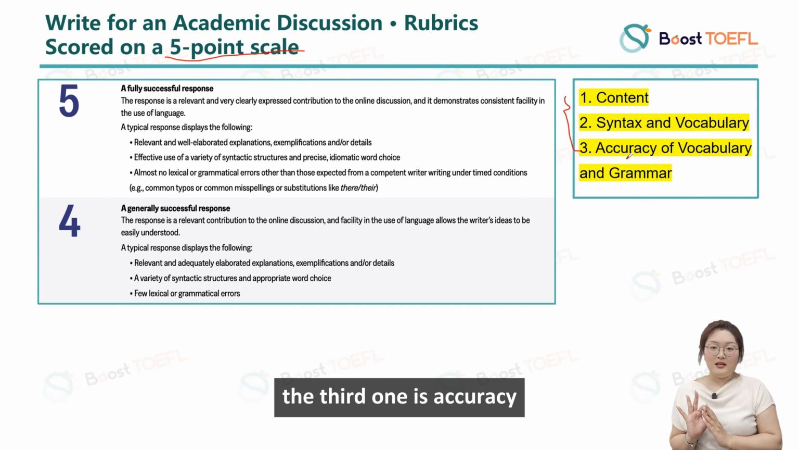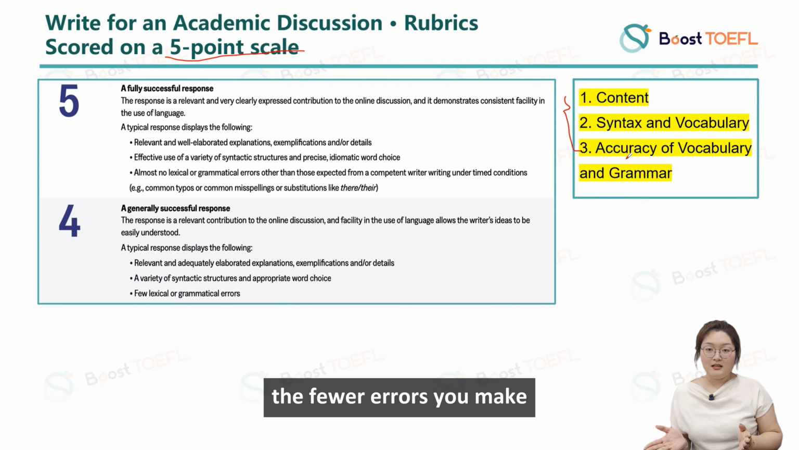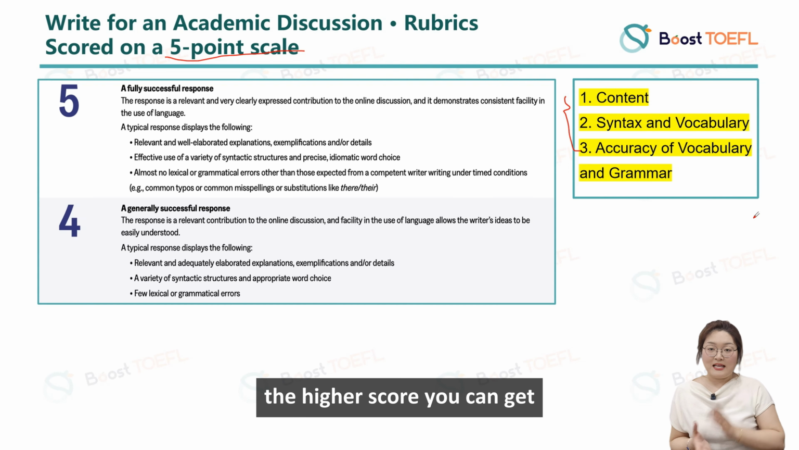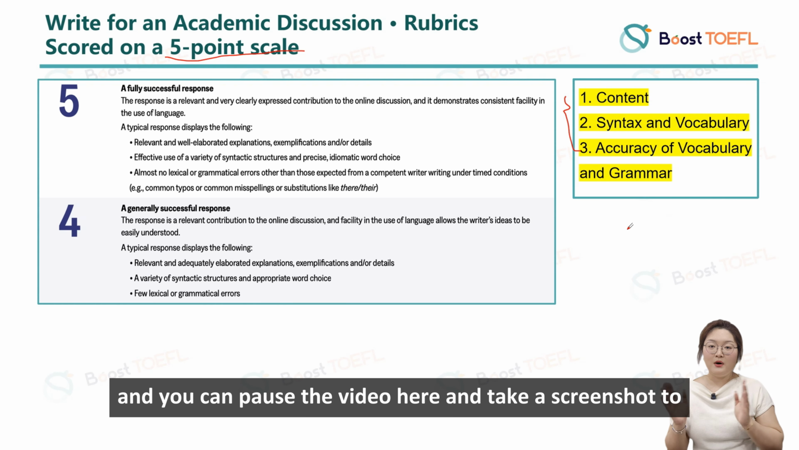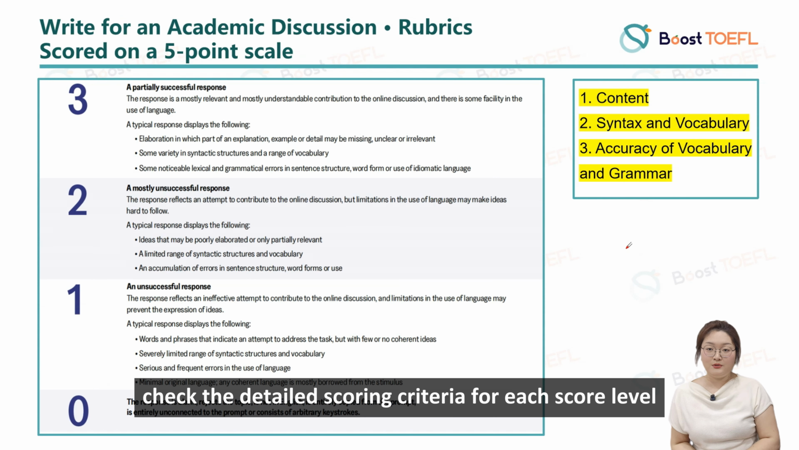The third one is accuracy. This is about how few grammar and vocabulary mistakes you have. The fewer errors you make, the higher score you can get. And you can pause the video here and take a screenshot to check the detailed scoring criteria for each score level.